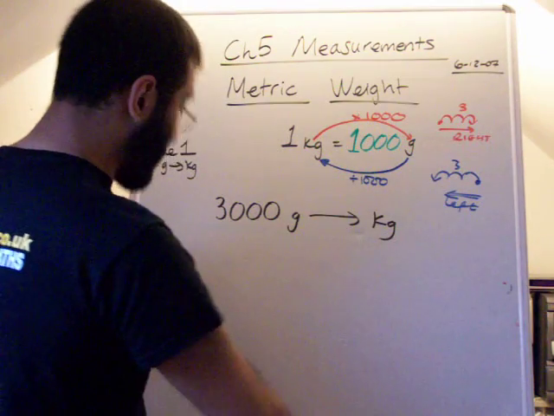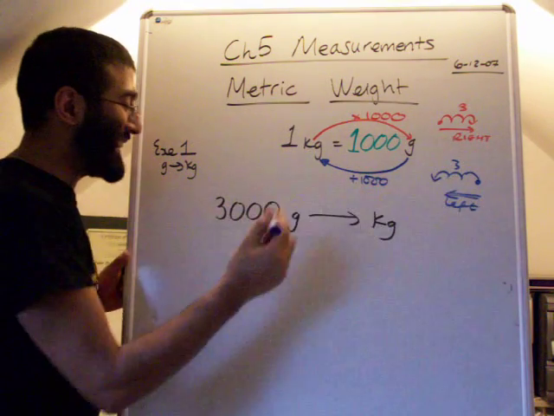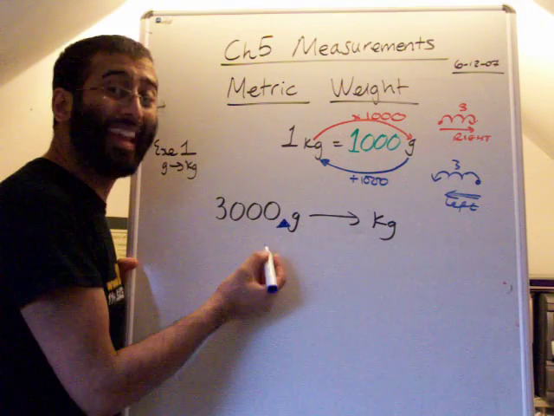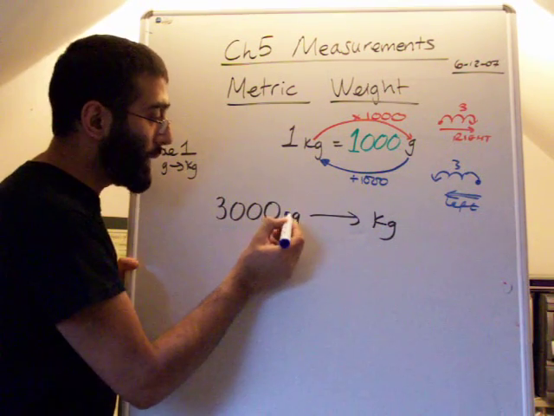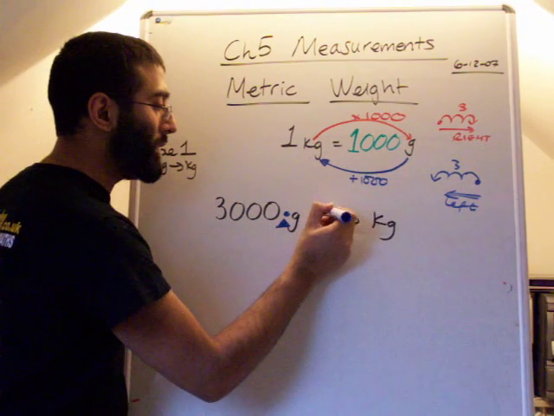Now where is the decimal point? In a whole number, the decimal point is always at the far right, at the end of the number. So the decimal point, even though it's not given, is actually here at the end of the number. Now the method for grams to kilograms is divide by 1000, so I'll write that down.